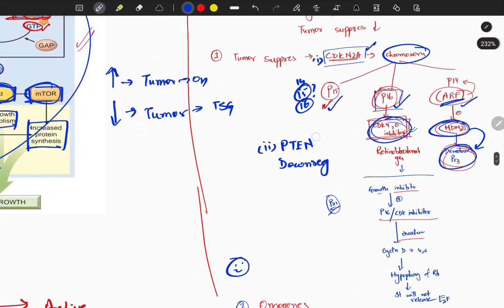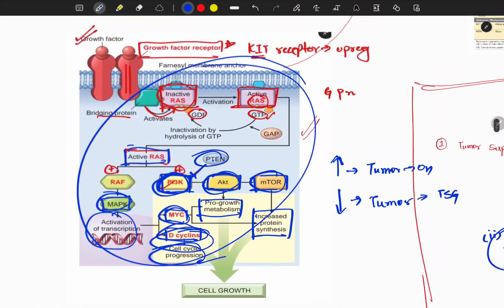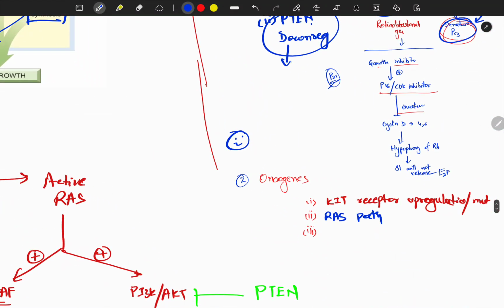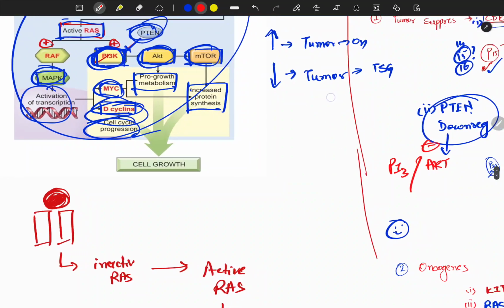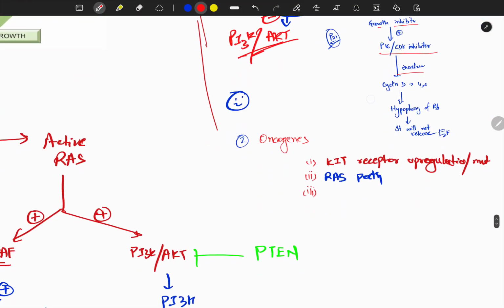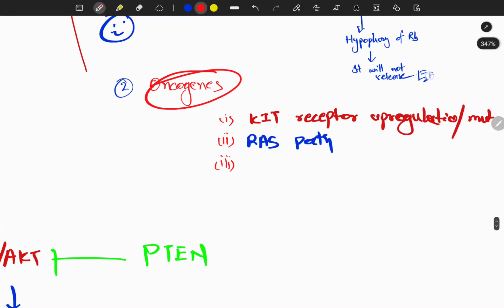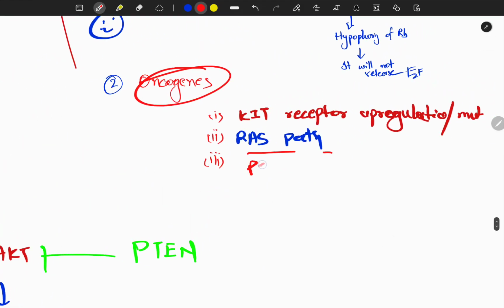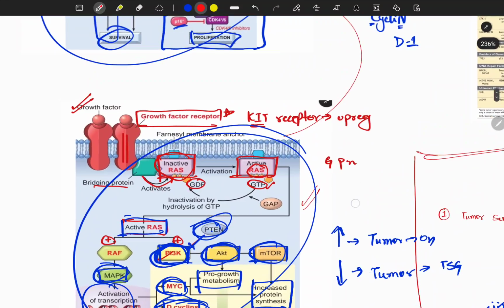Second is the PTEN downregulation or mutation. PTEN inhibits your PI3K AKT pathway. Yeah, PI3K AKT pathway. Next one, oncogenes. What are these? Your RAS pathway or your PI3K AKT pathway or KIT receptor upregulation. So it's at different levels.